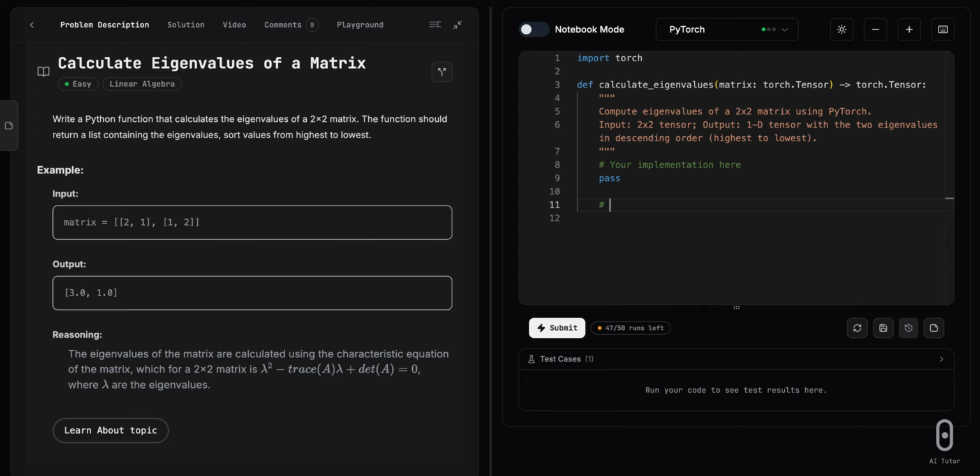Okay, so I'll be using PyTorch and it's a 2 cross 2 matrix. Since it's a tensor, we'll be returning a tensor, because the return type is mentioned here itself as torch.tensor, and we have to sort from high to low. So we have a 2 cross 2 matrix and we need to find its 2 eigenvalues and return them sorted from highest to lowest.